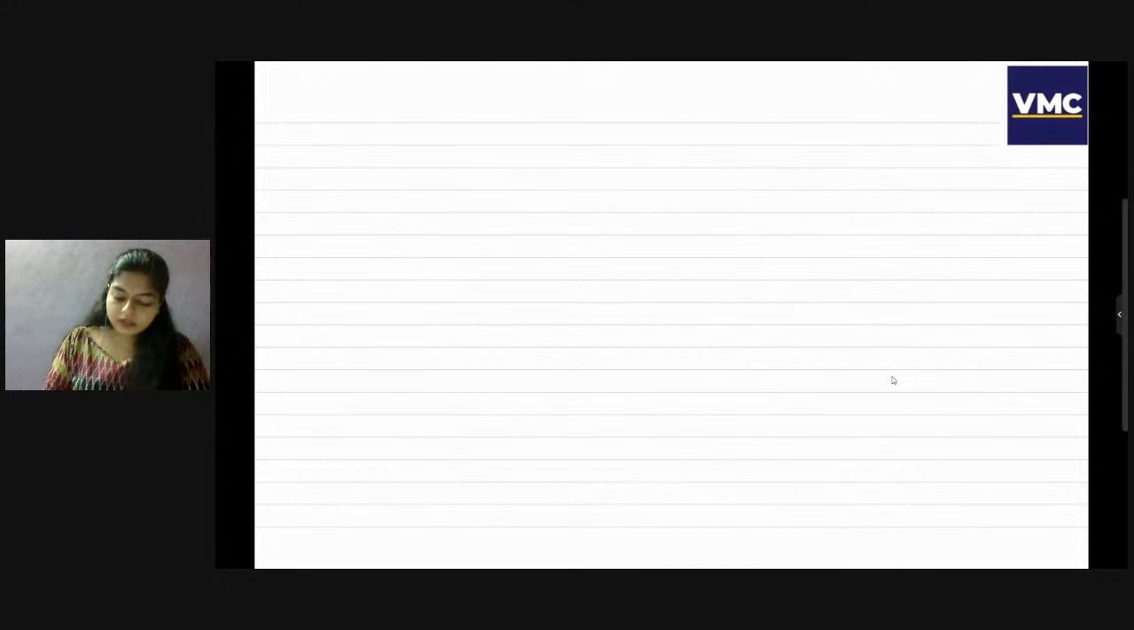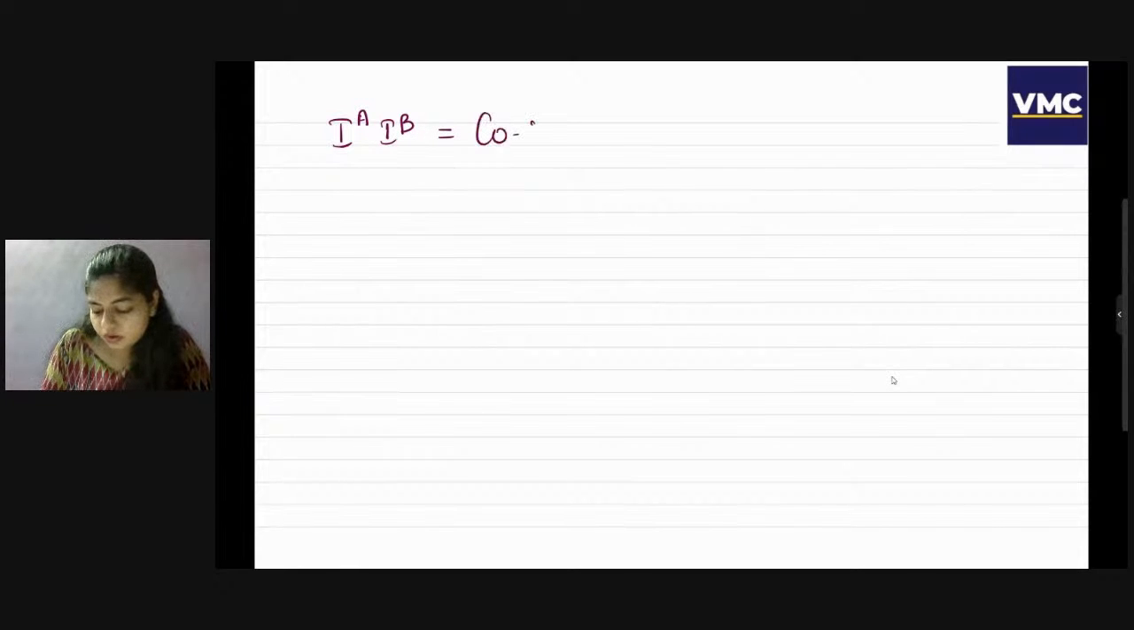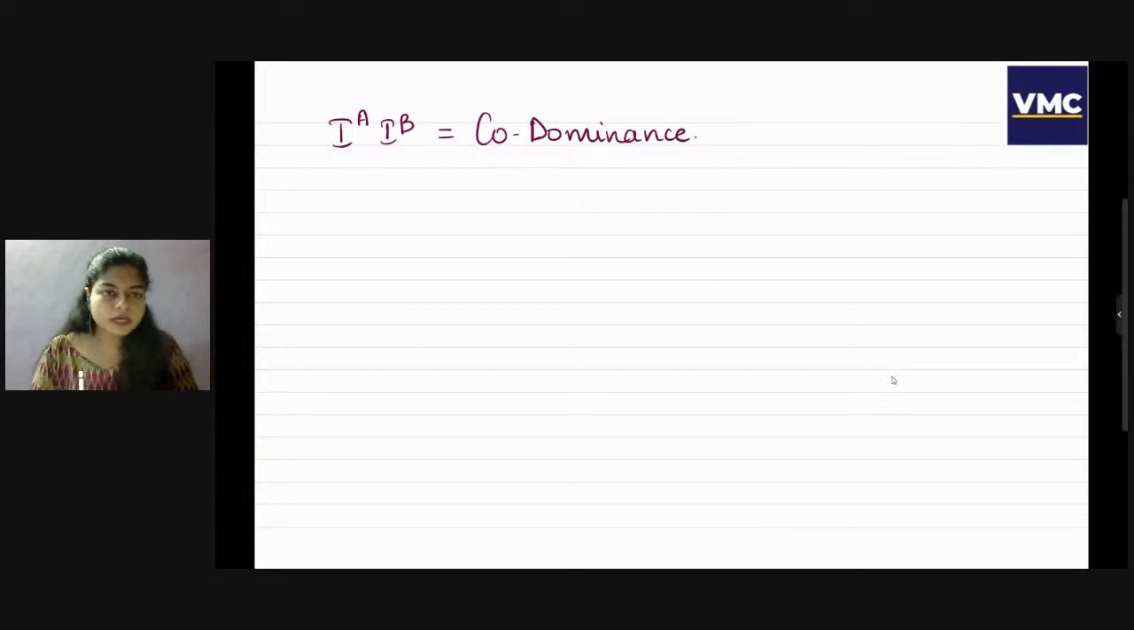Also to mention something, जो IA and IB जो blood group है, this is called as co-dominance. Okay, this is called as co-dominance. मतलब दोनों ही dominate करते हैं. So and they are together. So therefore it is called as a co-dominance.